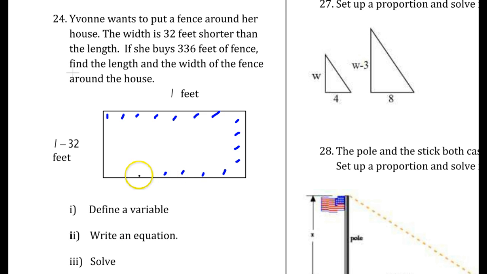Okay, so it does say it's rectangular, so we know if this side is L feet long, this side's L feet long. And if this side is 32 less than the length, this side's also 32 less than the length. So you can see we only have one variable here, that's going to be L, the length. Make sure you write this out. L is the length.